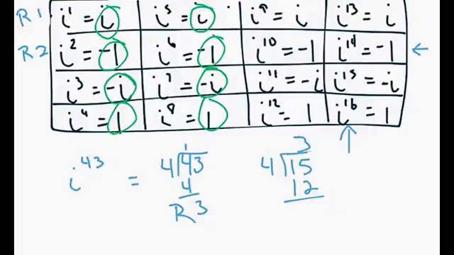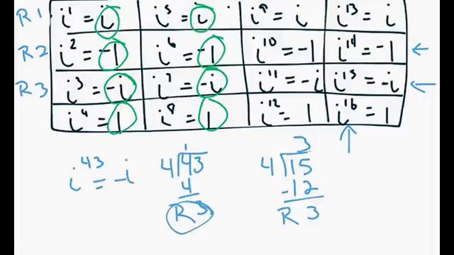3 times 4 is 12. That leaves a remainder of 3. We know that is negative i. So a remainder of 3 equals negative i. So what that tells me is that i to the 43rd, since it has a remainder of 3 when divided by 4, equals negative i.